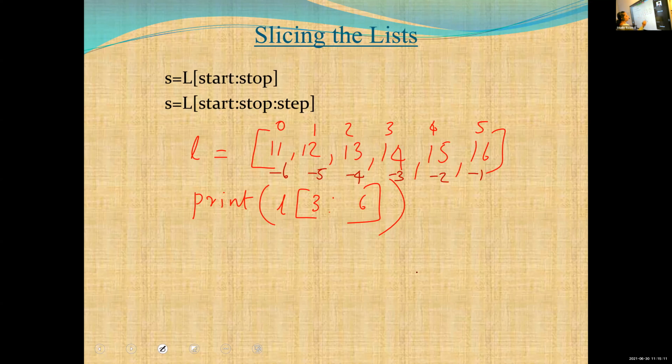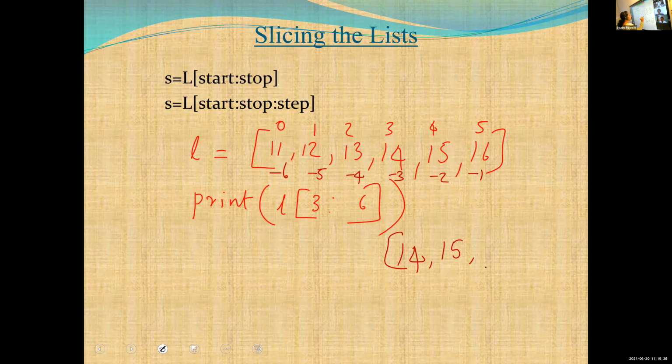So 3, then 15, then 16. This is the result. Got it, Aryan? Okay. So slicing starts from 3. The stop value is 6. But the index 6 value is not included.